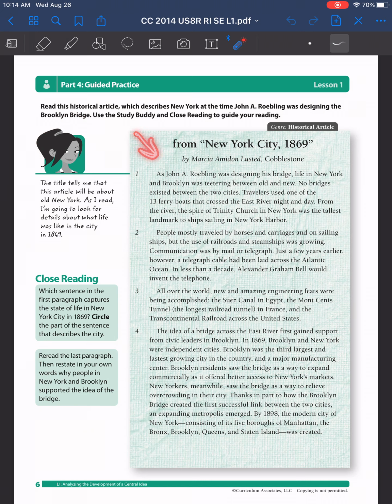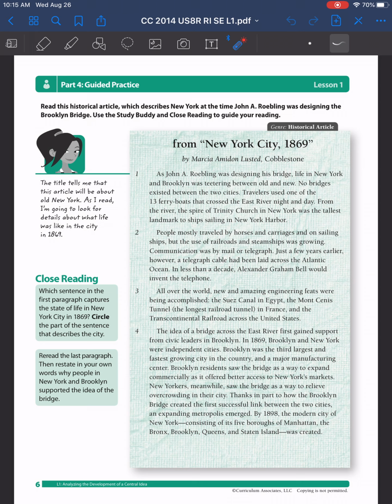But now let's go ahead and read our paragraph. I'm going to read, and I'd like you to follow along. As John A. Roebling was designing his bridge, life in New York and Brooklyn was teetering between old and new. No bridges existed between the two cities. Travelers used one of the 13 ferry boats that crossed the East River night and day. From the river, the spire of Trinity Church in New York was the tallest landmark to ships sailing in New York Harbor. People mostly traveled by horses and carriages and on sailing ships, but the use of railroads and steamships was growing. Communication was by mail or telegraph.